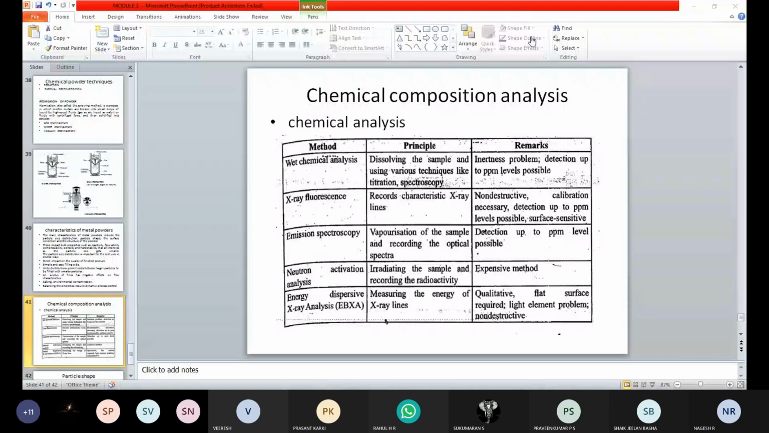Okay. So like this, we'll be using different types of techniques, machines, and methods in order to check the chemical analysis. Anyway, if you are carrying out work on a composite material, you can check the mechanical properties, chemical properties, thermal properties, all these.